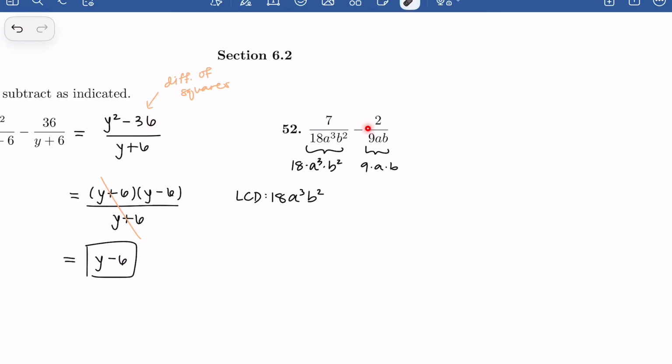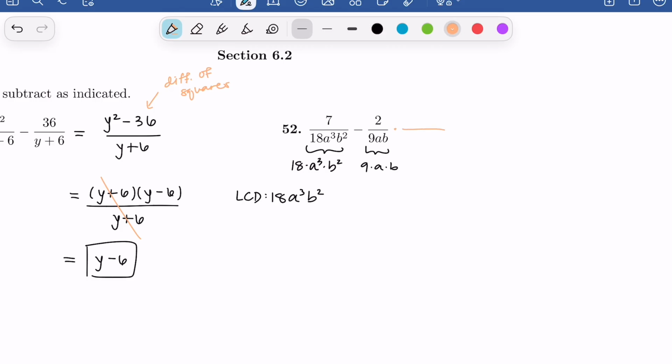So now what we need to do is multiply this second expression by something so that we get an 18a cubed b squared in our denominator. Now, something else to keep in mind here, just like we saw when we add or subtract rational numbers, whatever we do to the denominator, we also have to do to the numerator in order to not change the value of this expression. So we're going to multiply the numerator and the denominator by something to get our LCD that we found. Now in this case, that's going to be a 2 because 9 times 2 is going to give us 18. Then we need two more factors of a, so that's going to be a squared, and one more factor of b, so that'll be a b. And again, whatever we do to the numerator, we're going to do to the denominator.